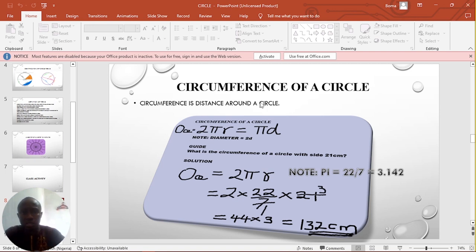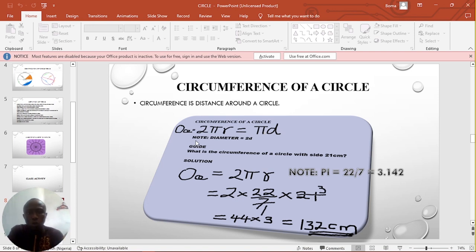Before we move to any question, let's look at what a circumference is. Circumference is the distance around a circle, and it has a formula. Knowing your formula in math is very important. Take note of that. Before you start solving problems, especially in geometry, you need to know the formula to apply. In this case, the circumference of a circle is 2 pi r or pi d. Knowing this formula will help you.